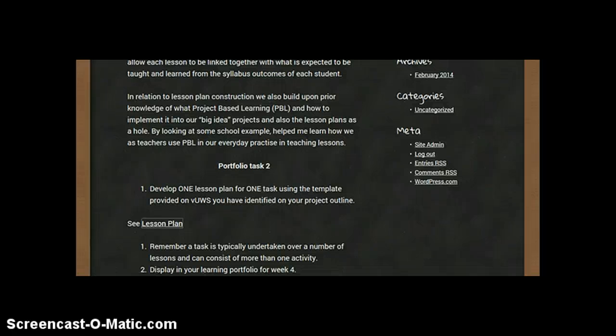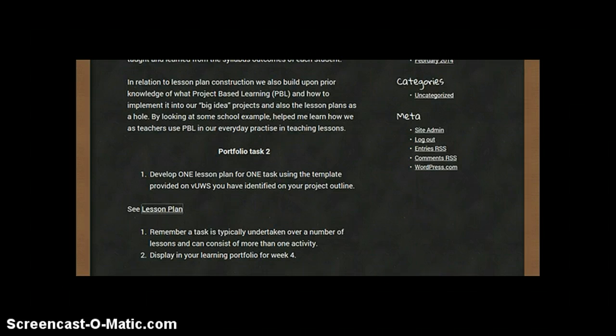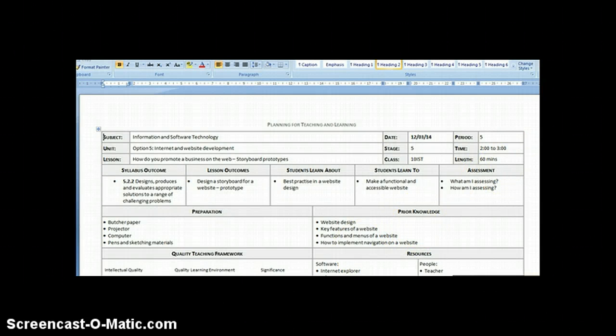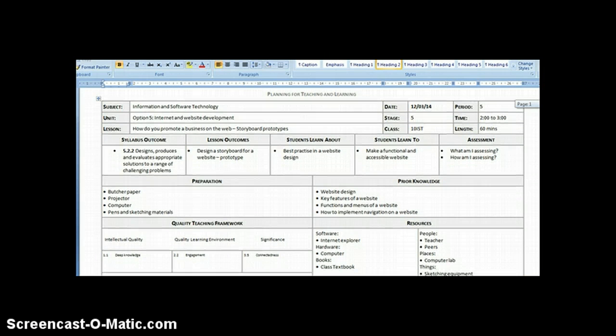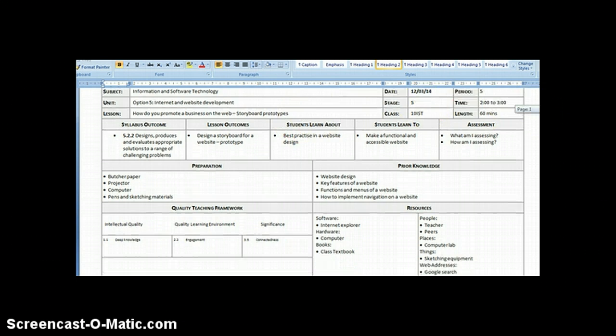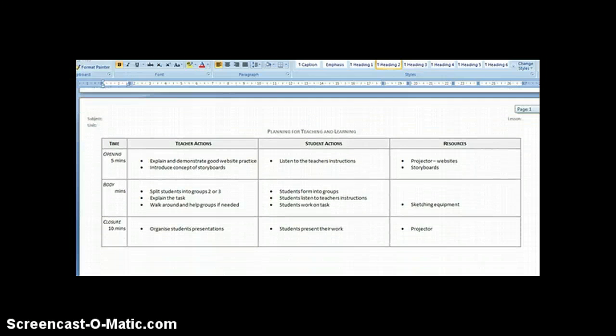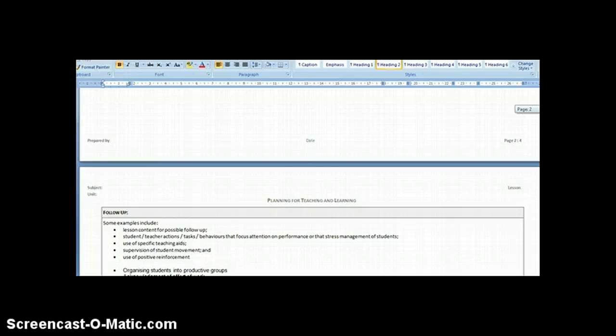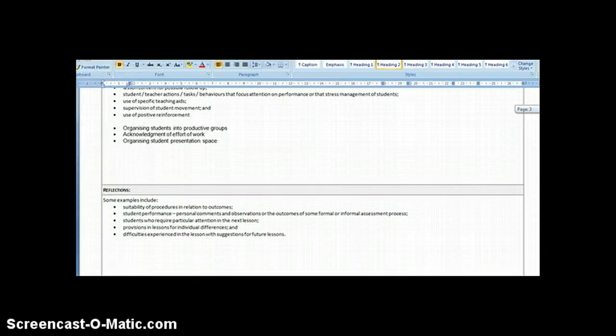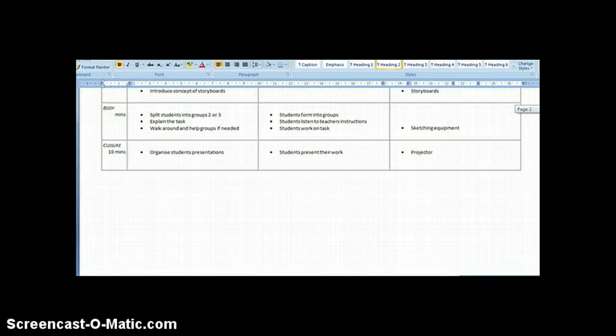Looking at some school examples helped me learn how we as teachers use PBL in our everyday practice in teaching lessons. We constructed a draft lesson plan for a Year 10 ISD classroom. The lesson was based on project storyboard prototypes of how to promote a business on a website, as opposed to a big idea question. The lesson plan outlines the opening, the body, and closure of the lesson, then moves on to a follow-up and reflections on the lesson plan. This lesson plan was a draft to begin with.